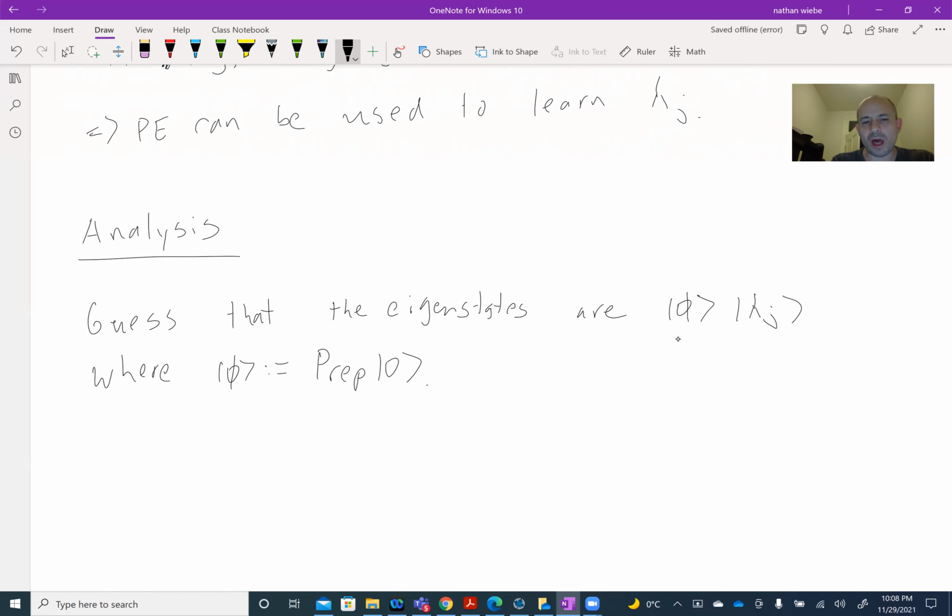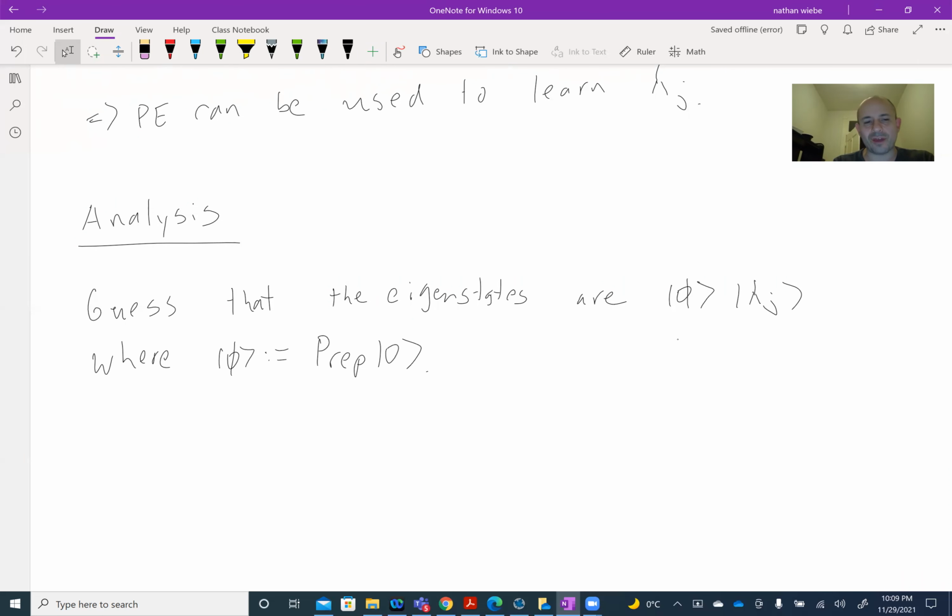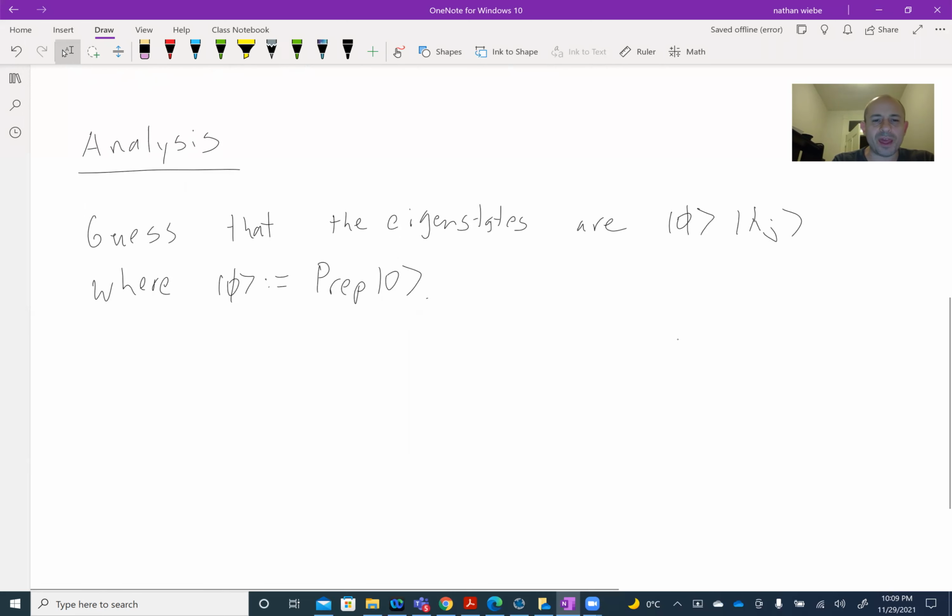Now, this isn't exactly quite true, but the idea is that we're going to guess that the initial eigenstates are going to be supported by this and another vector. The other vector, I should say, is in the support of this.